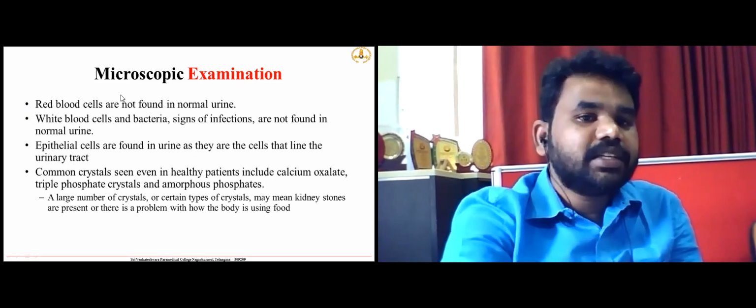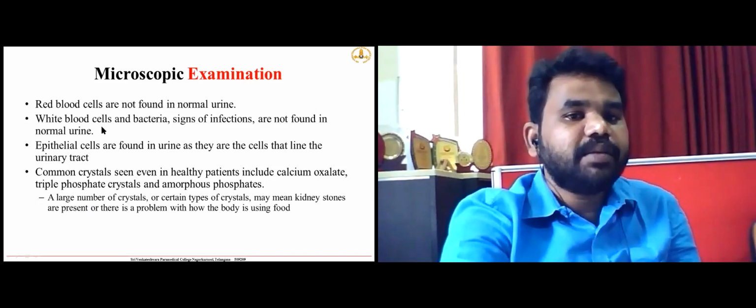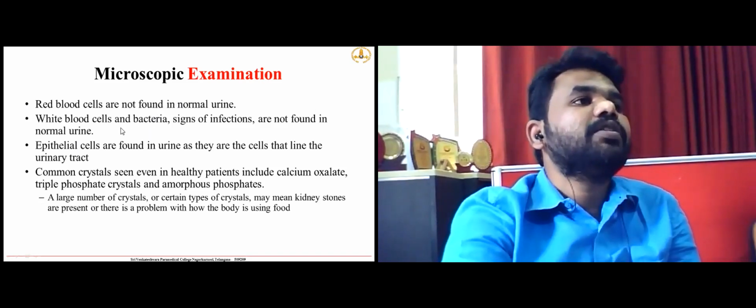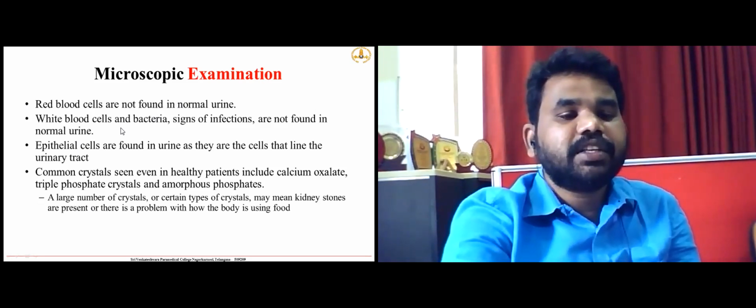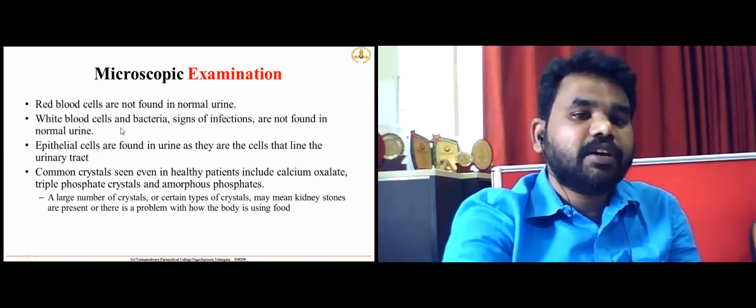Okay, so red blood cells are not found in normal urine, and white blood cells and bacteria, which are signs of infection, are also not found in normal urine. If you find some white blood cells or bacteria, it indicates that there is some infection in the urinary tract. Normally they are not present.